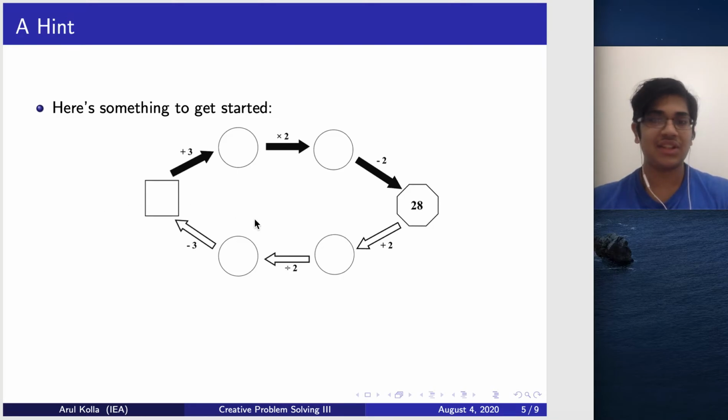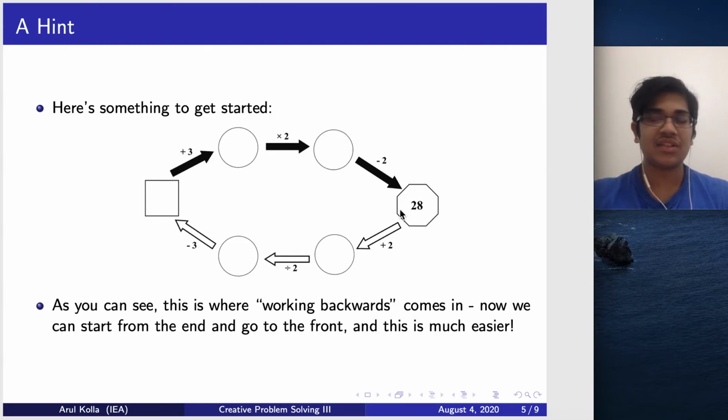Here's something to get started if you haven't already. In this diagram, I've taken what we had before, this black arrow section, and reversed the operations on the bottom. Now we have 28, and instead of minus 2, we have plus 2. Instead of times 2, we have divided by 2. Instead of plus 3, we have minus 3. So I've taken each of the arrows and reversed the direction and the operation, and now we have this other white arrow path on the bottom. Now you can see where the idea of working backwards comes in. Again, see if you can pause the video and try to solve the problem.